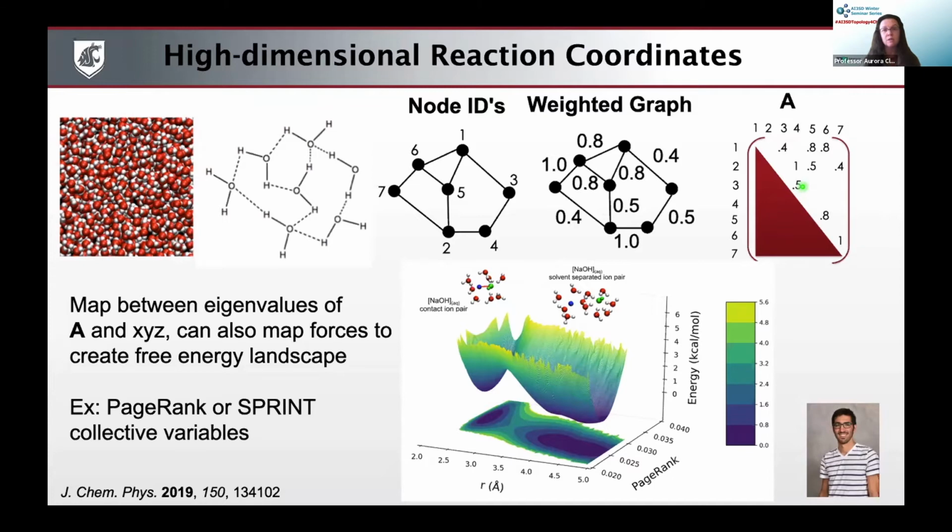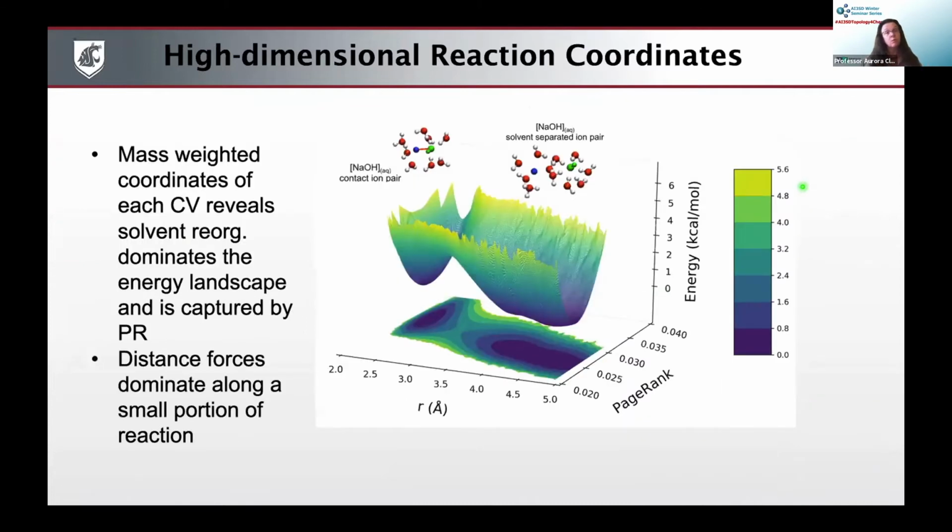if we just look at a really, really simple chemical reaction, just ion pairing, say sodium hydroxide ion pairing in water, you can probe this reaction energy landscape just using distance, and you can probe this using PageRank. And so PageRank is capturing all of the changes in the hydrogen bonding network and the solvation associated with these ions as you bring them together. And then you can look at what forces are contributing the most to the free energy landscape.